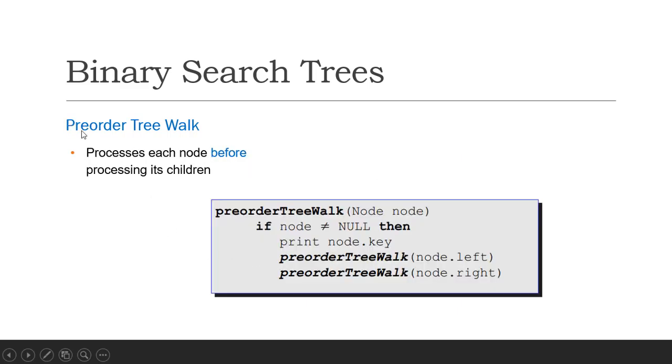On the other hand, in the pre-order tree walk, we process each node before processing its children. So we have also a pseudocode of the pre-order tree walk. Normally a pseudocode is an English-like program, but naturally this is not the actual program that we have. So meaning this is a blueprint of your program.